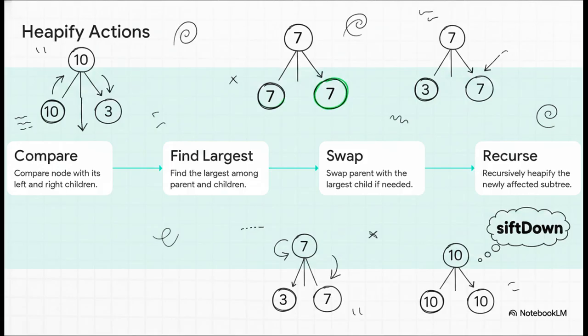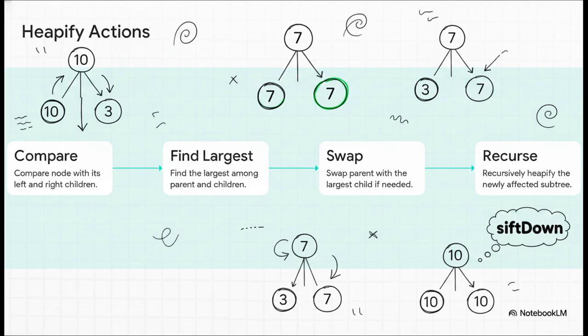First, we compare this newly demoted root with its left and right children. Second, we find the absolute largest among those 3. Why? Because the heaviest weight needs to rise to support the branches below it. Third, if one of the children is larger, we physically swap them in the array.